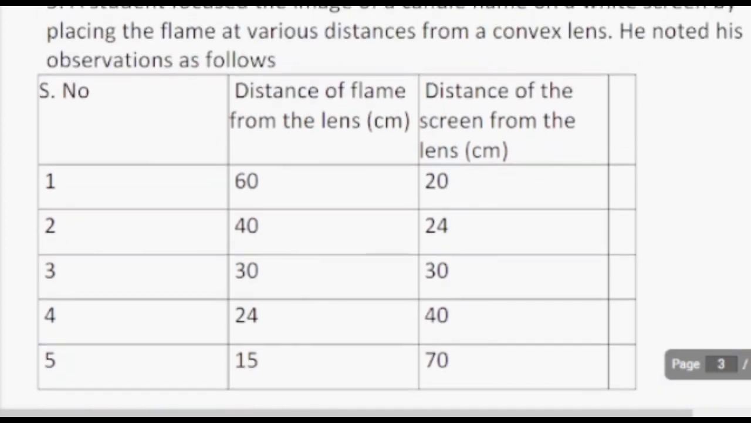Because no other details are given, only this table is given. So here we have a clue for it. In this we can see that the object distance and image distance are the same. So in the case of a lens, when are the object distance and image distance the same? When it is at 2f, right? Whereas in the case of a mirror, it is at the center of curvature.